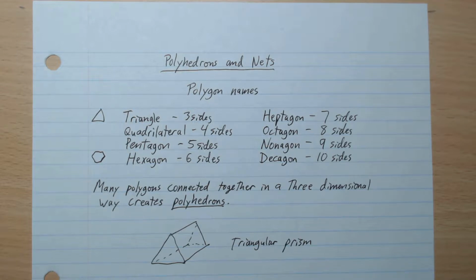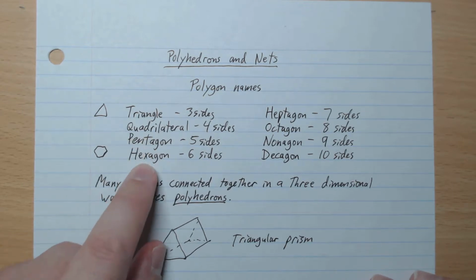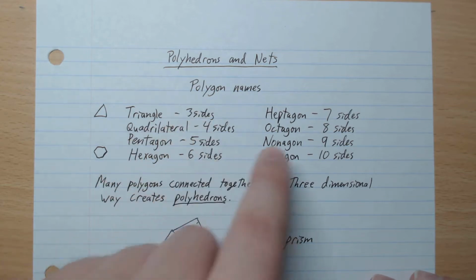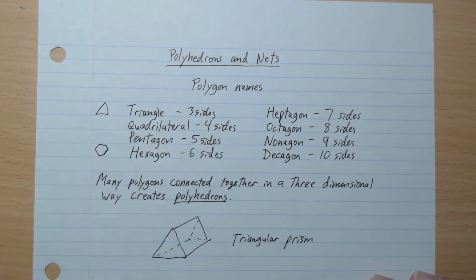So the first is some polygon names, which you've probably seen before. We have triangle, quadrilateral, pentagon, hexagon, heptagon, octagon, nonagon, decagon, and how many sides each polygon has. So a triangle has 3 sides, a hexagon has 6 sides, like that.